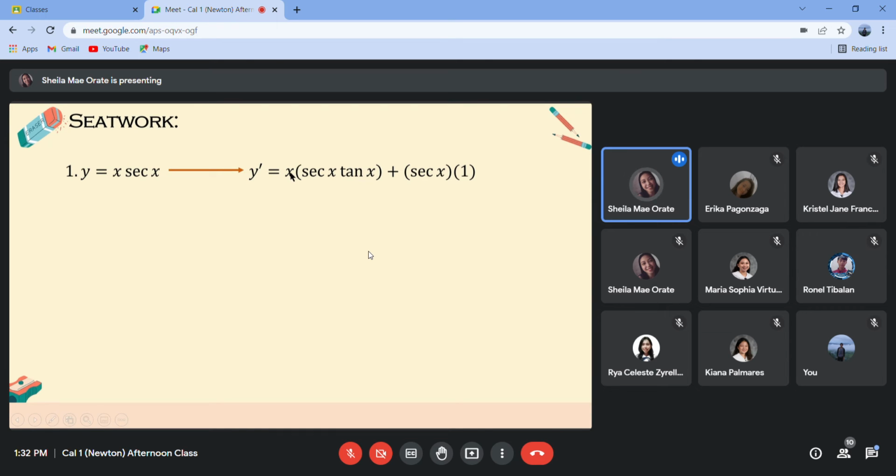We have our f of x, which is x. Then what is the derivative of our g of x? Our g of x is secant x, so its derivative is secant x tangent x. Plus this is our g of x, secant x, times the derivative of x, that is 1. So x times secant x tangent x.